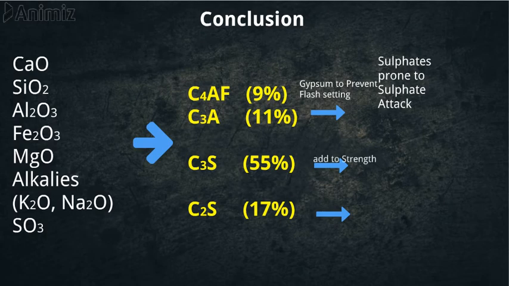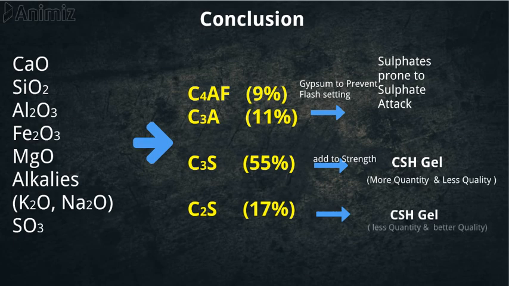Then tricalcium silicate is the major compound which forms the strength by forming CSH gel. The CSH gel formed by the C3S has more quantity and less quality, whereas C2S, which is 17%, has less quantity but better quality. An undesirable CH is also formed, which does not contribute to the strength.